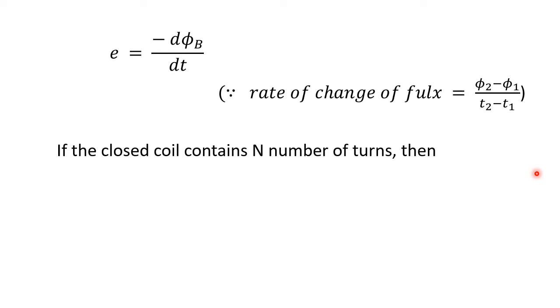Now, if the closed coil contains n number of turns, then this was due to one coil of one turn. If there are two turns, then the EMF will be doubled. If there are three turns, then three times. If there are four turns, then four times. If there are n turns, then n times. So we can make the EMF more by arranging more turns in the coil. So the EMF induced in a closed coil of n turns is E equals minus n into d phi B by dt.